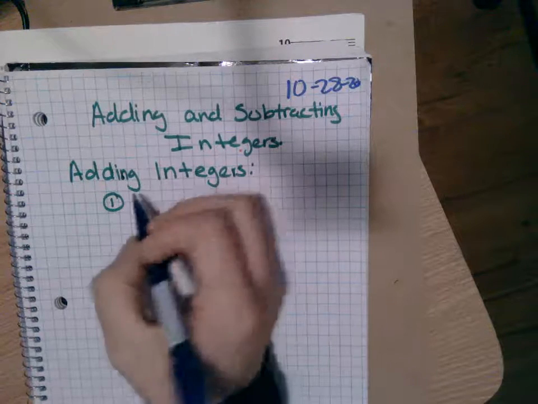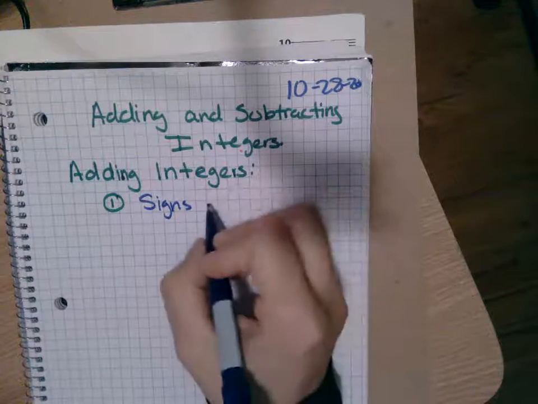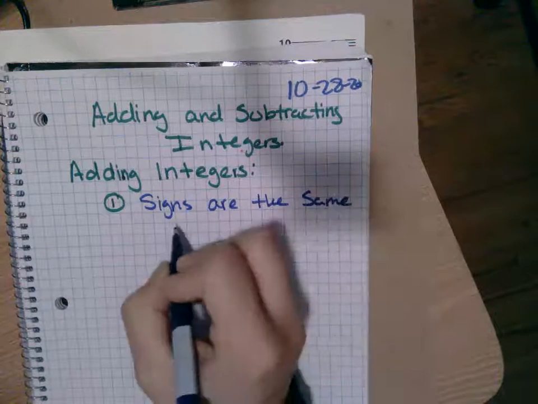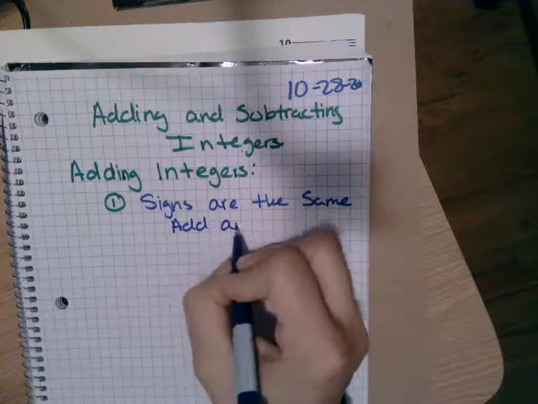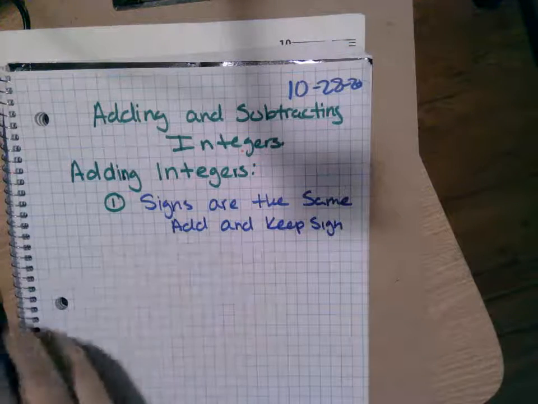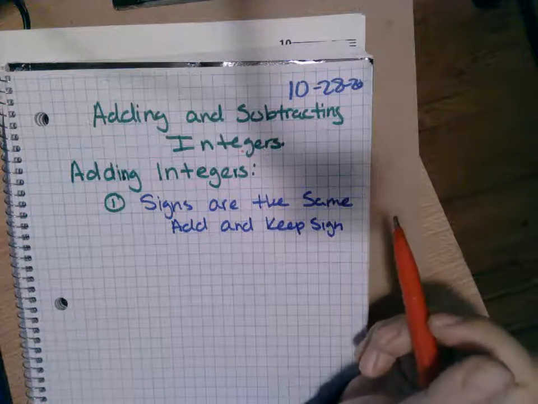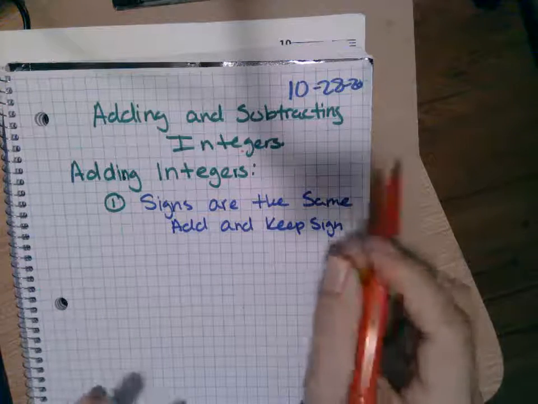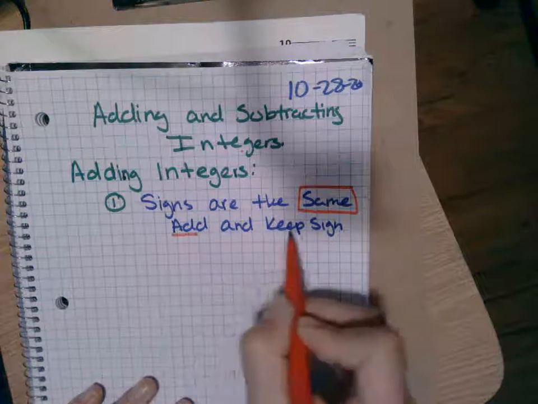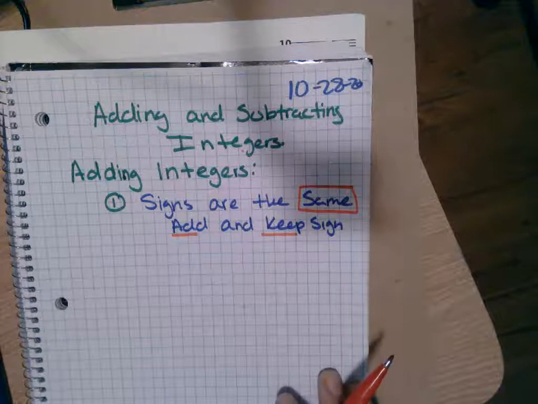Love it. Let's write that down. So if we'll abbreviate our notes: signs are the same, add and keep sign. So this is like shorthand notes. If you want the more detailed notes, they are found in September something. So if they're the same, I'm going to add and keep. If you have a highlighter, today would be a good day to highlight these words. Basically, if the signs are the same, you're going to add and keep.